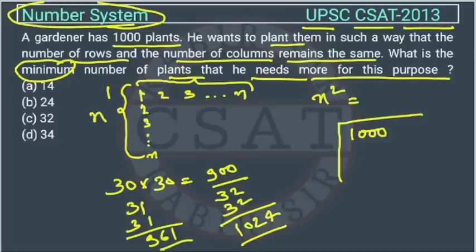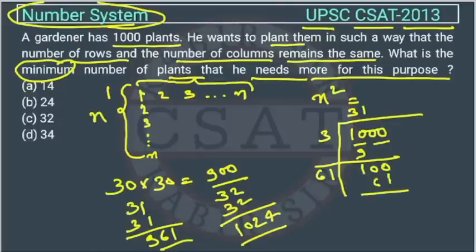Otherwise, if you don't know, then you can use this method, right? So we will make pairs of two digits. So how many times will this go? This will go 3 times, right? So this will be 9, and 3 plus 3 will be 6, and what we will get? We will get 100 again here, right? So this will go one time. Okay, so this will be 61, right? So this will be 9 here, and this will be 39, right?